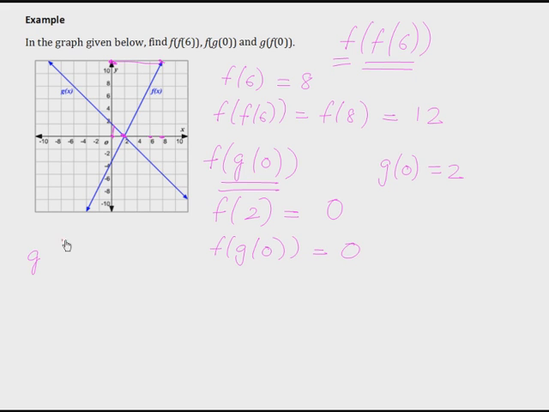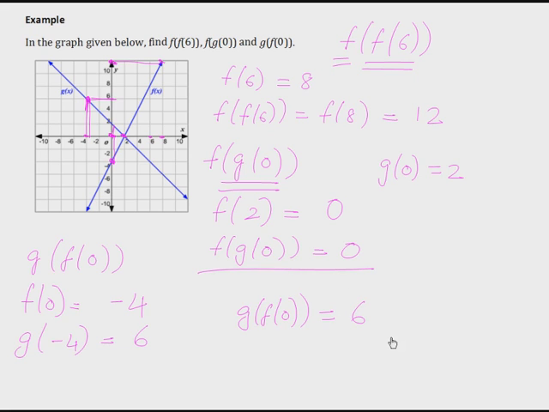G of f of 0. So I need to find f of 0 first. F of 0, I head to the function f from the point 0. That's going down to this point. So f of 0 is minus 4. The y coordinate is minus 4. And then I need g of minus 4. So I head to minus 4 on the x-axis. Head up to the function g, which is this point, which has a y coordinate of 6. So g of minus 4 is 6. So g of f of 0 is 6.